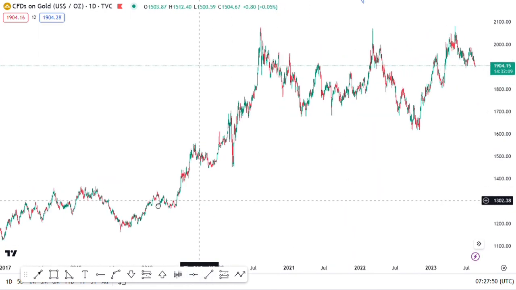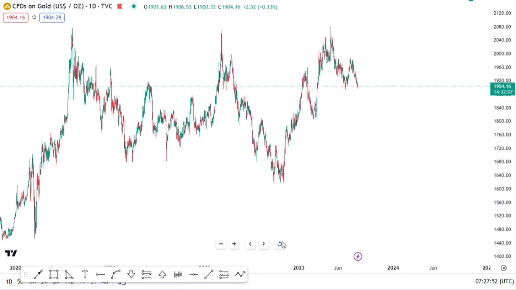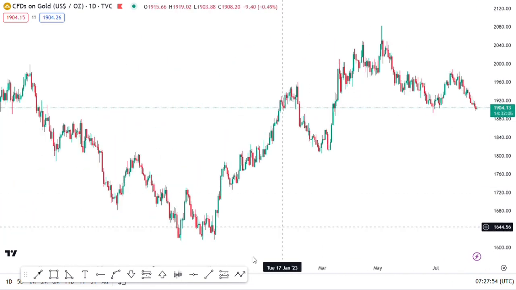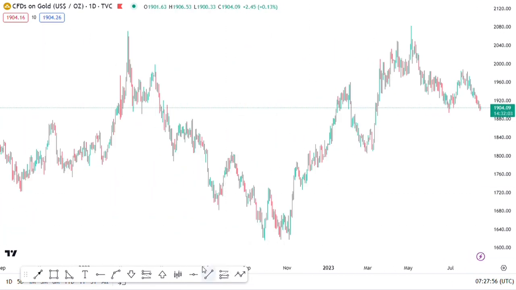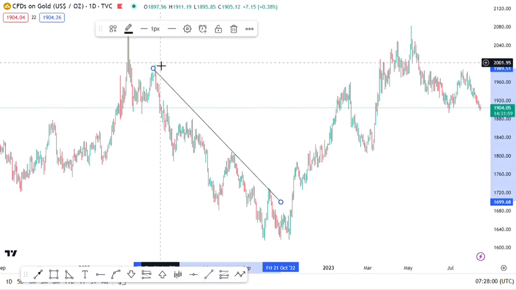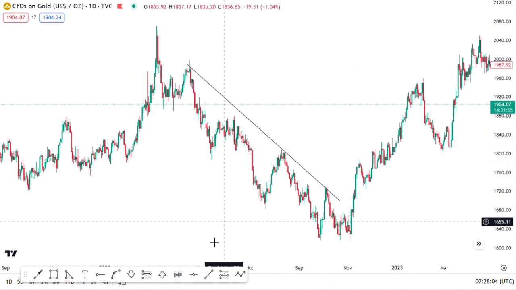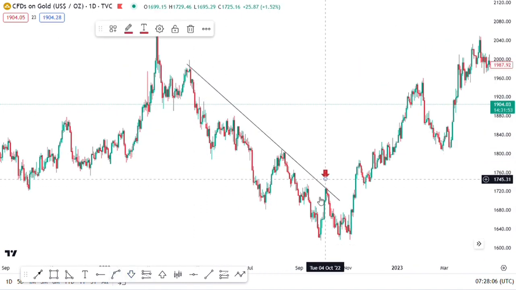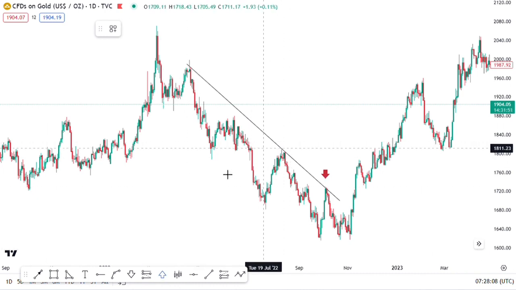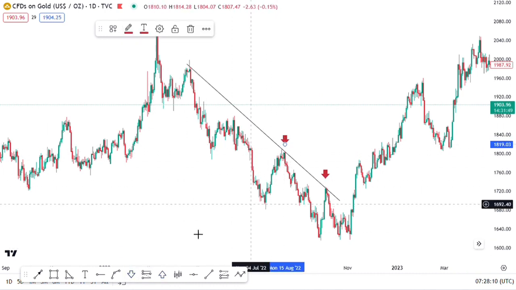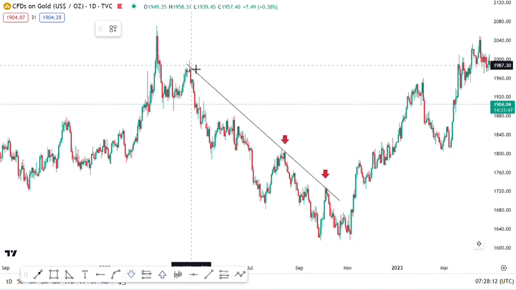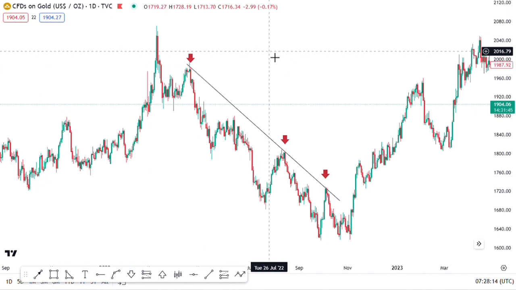Let's just do it. Okay, as you can see, this is our first, second, and third touch. On the third touch, you gotta expect a sell or a buy. It depends on whether we are on a downtrend or on an uptrend.